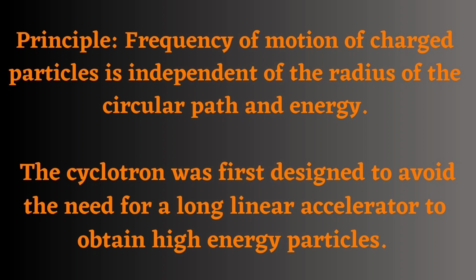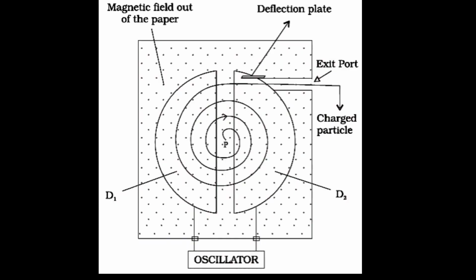Later on, it was found that the principle of the cyclotron is that the frequency of motion of the charged particle is independent of the radius of the circular path and its energy. So how is this design made?